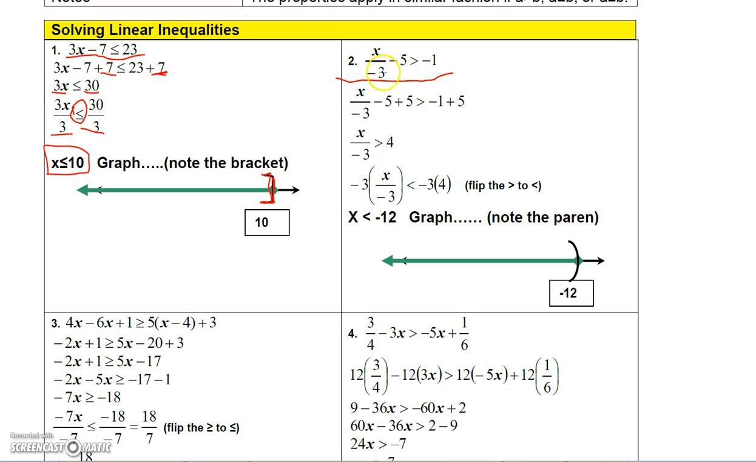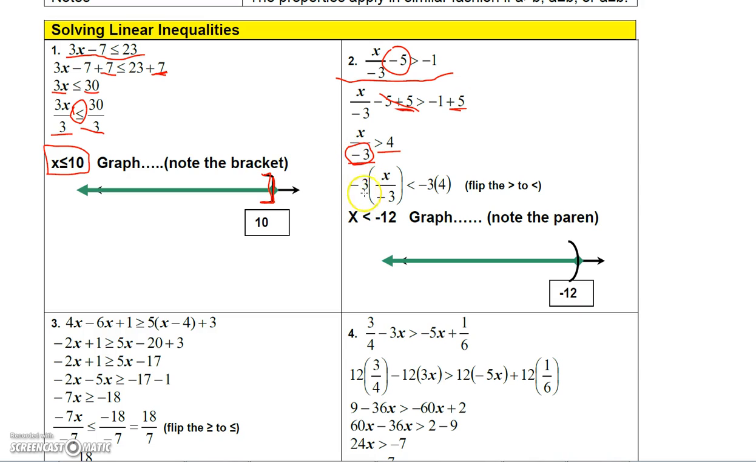Okay, for this next one, I have x over minus 3 minus 5 is greater than negative 1. So what I want to do here is get rid of this negative 5. To get rid of that negative 5, I can just add 5 to that side. But if I add 5 to this side of the inequality, I must add 5 to the other side. So now negative 5 plus 5 is 0, so I'm just left with x over minus 3. And over here, minus 1 plus 5 is 4, so I have x over minus 3 is greater than 4. Now, what am I going to do to get rid of this negative 3 that's in the denominator?